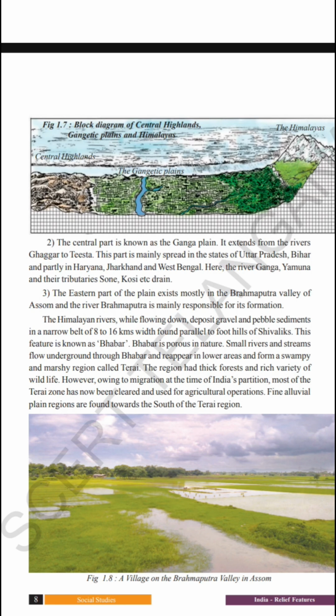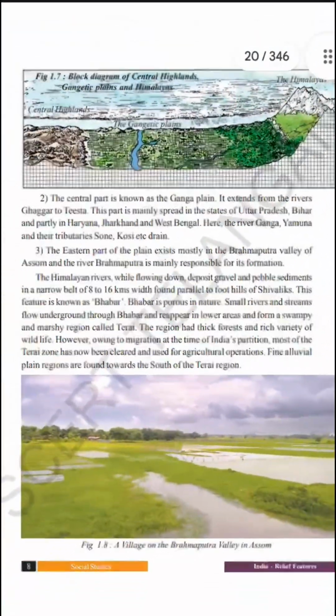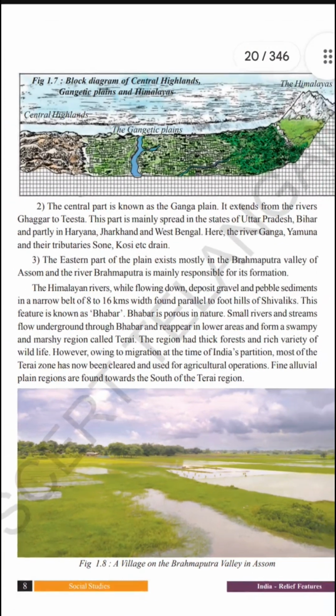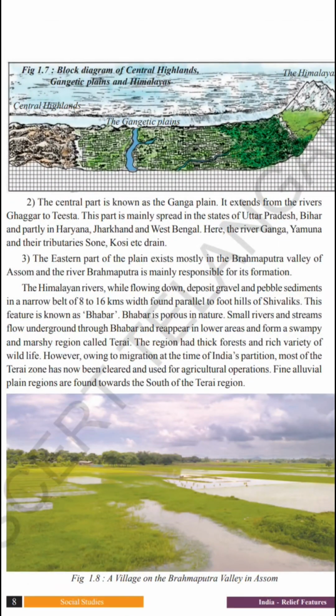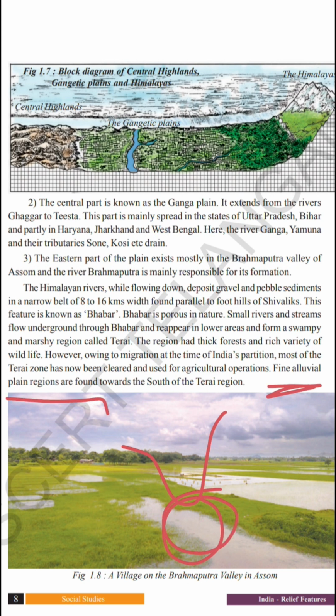And when it comes to Terai, so you can find here the region had thick forest and rich variety of wildlife. However, owing to migration at the time of India's partition, most of the Terai zone has now been cleared and used for agricultural operations. So here fine alluvial plains are found towards the south of the Terai region.